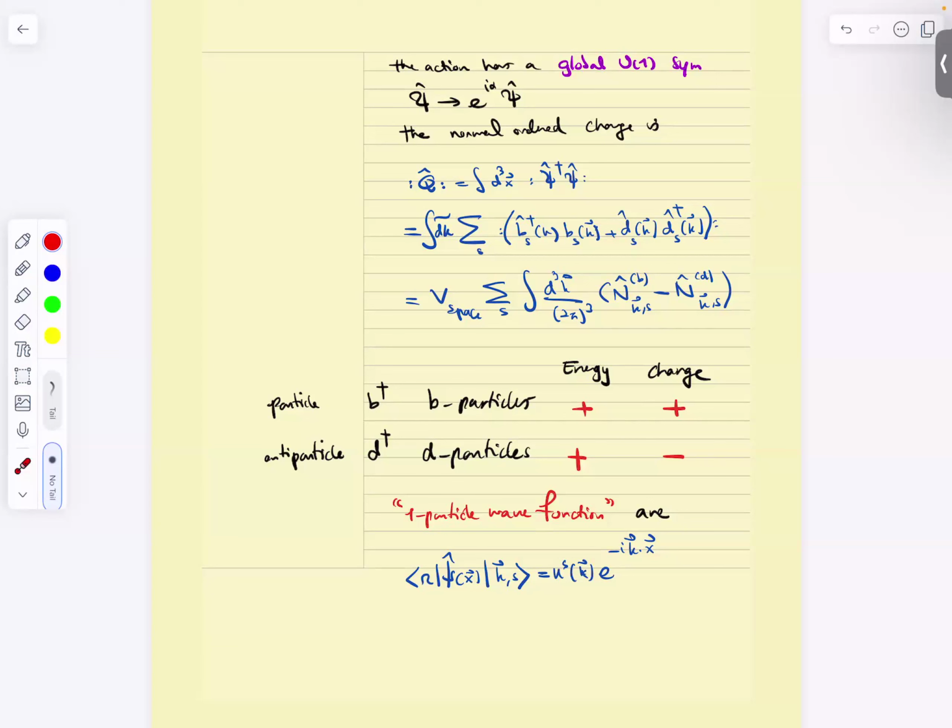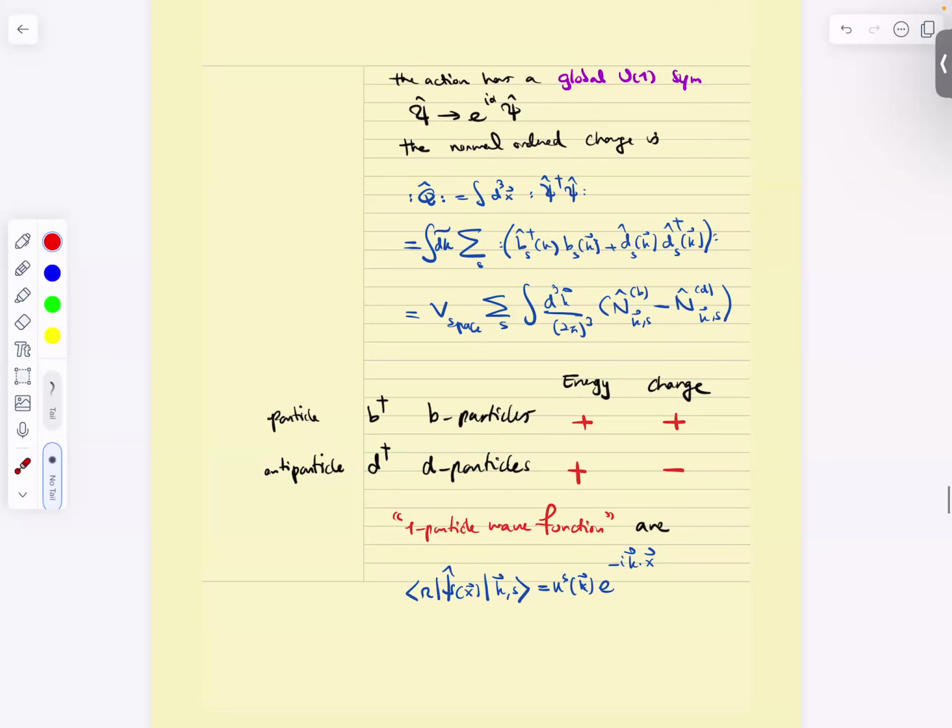So what do we find? We find that the B particles have positive energy, positive charge. The D particles have positive energy, negative charge. And we could construct one-particle wave functions, for example, this way. We could construct one-particle and one-antiparticle wave functions. You know all of that. Okay. Any questions?